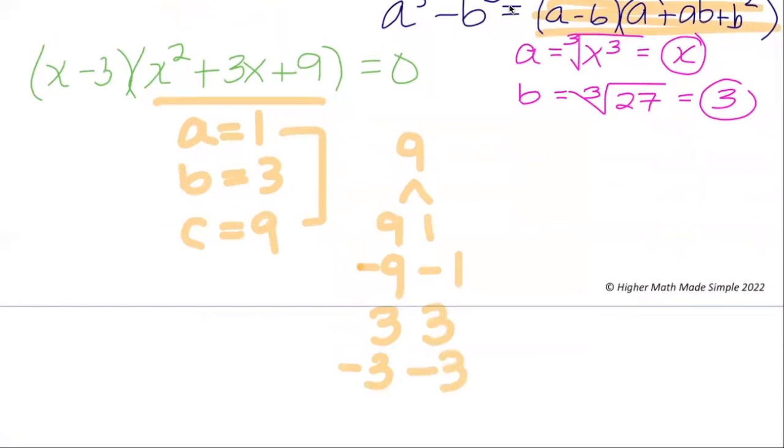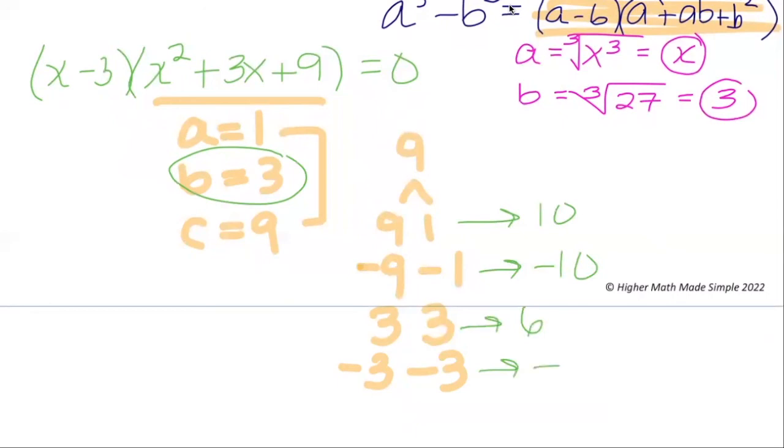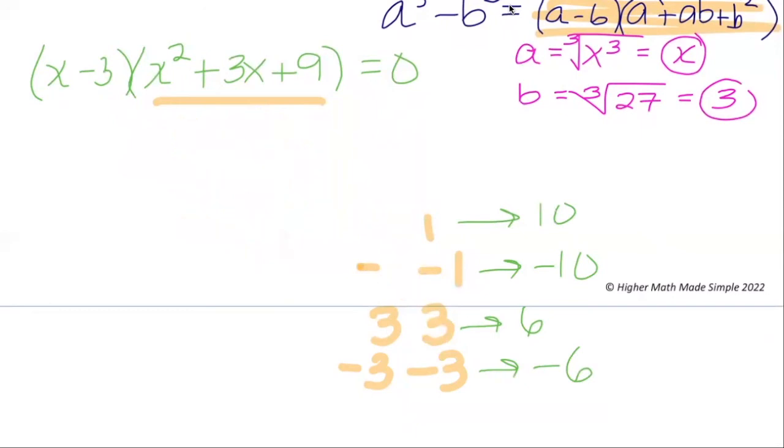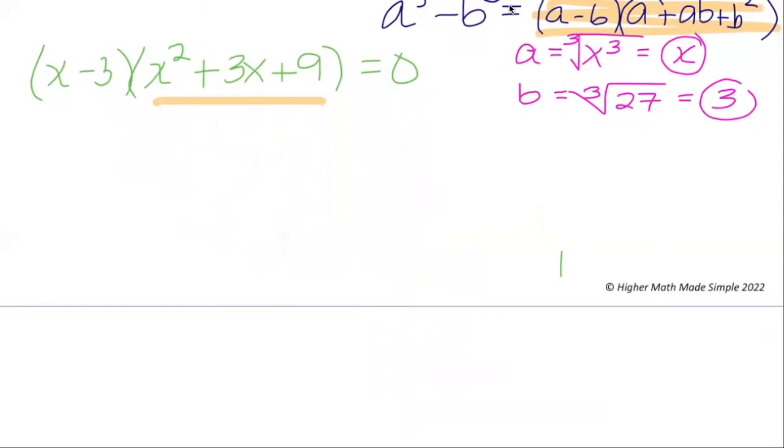Now, if you add all of these up, there are no pairs of factors here that add up to 3. If you don't believe me, 9 plus 1 is 10. These guys, when you add them up, is negative 10. 3 plus 3 is 6. Negative 3 plus a negative 3 is negative 6. So notice there's no factors of A times C that add up to B. Whenever you do the sum and difference of cubes formula, as I said before, the quadratic piece will not be factorable.